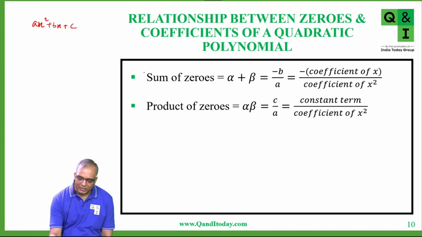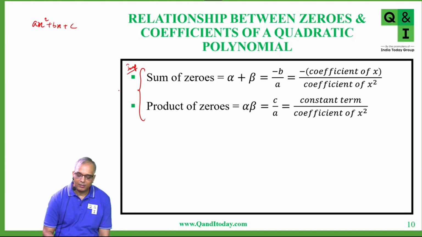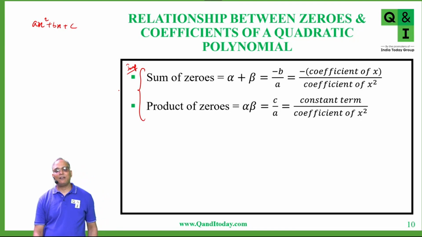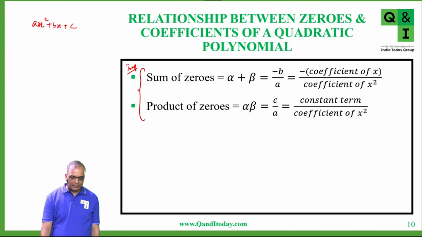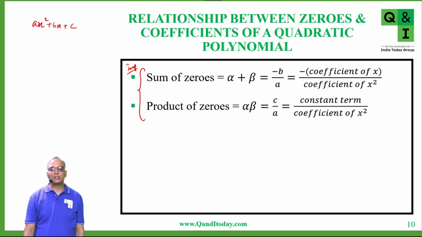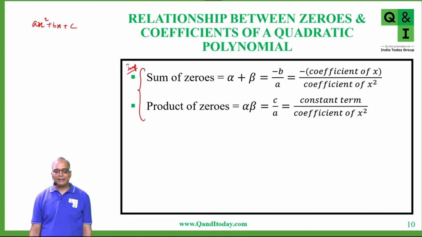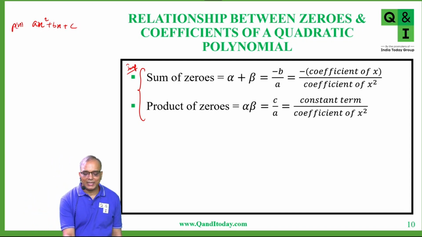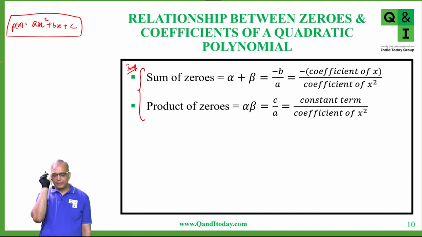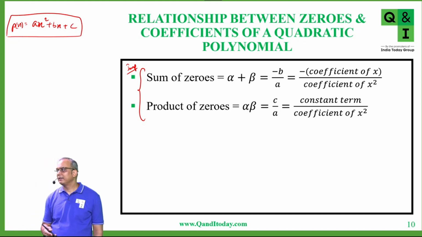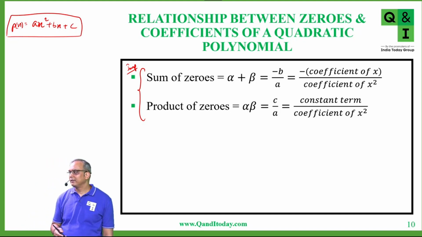So this is important. Please note this down. This is an important formula. Sum of zeros alpha plus beta is minus b by a. Product of zeros alpha into beta is equal to c by a. This is for a quadratic polynomial px equal to ax square plus bx plus c. So the quadratic polynomial may have two zeros. The sum of zeros is minus b by a and the product of the zeros is c by a. Clear?